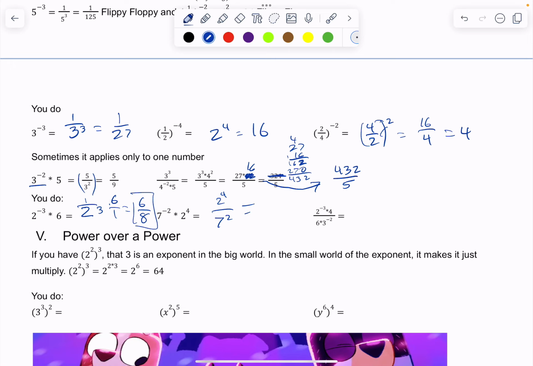Which, if I was to simplify that, this gets 49 on the top, we're gonna get 16, because 2 times 2 times 2 times 2 is 16. For me, I just like to simplify, make sure I don't like negative exponents, so I just take all my negative exponents and do the flippy floppy as I need to beforehand.